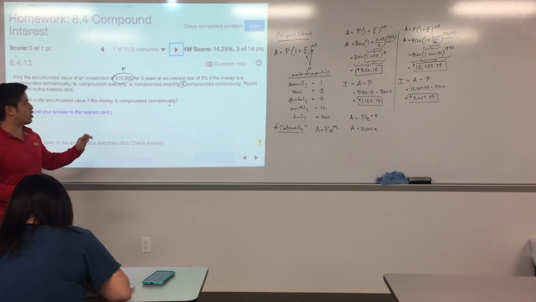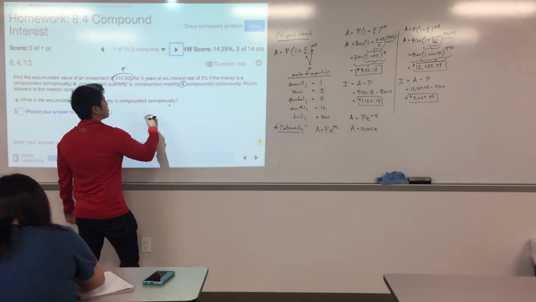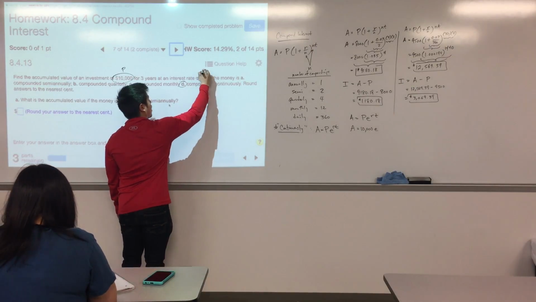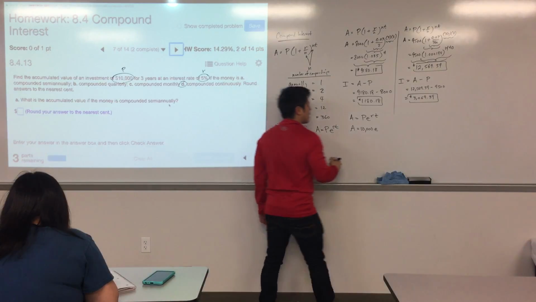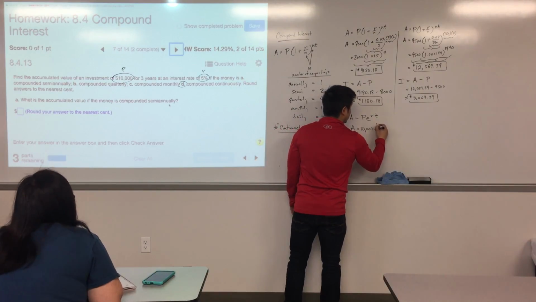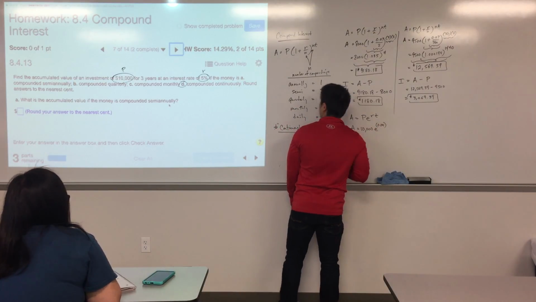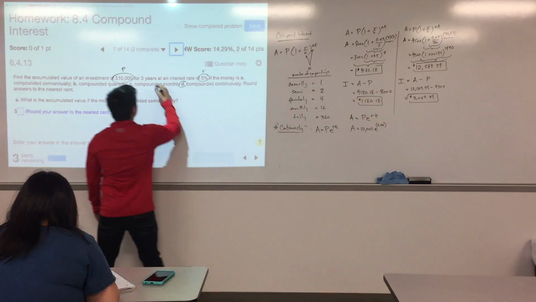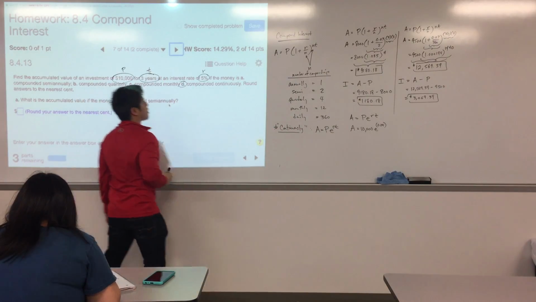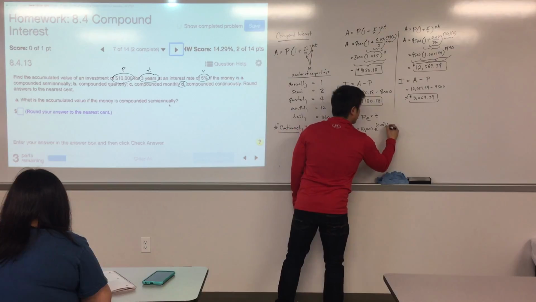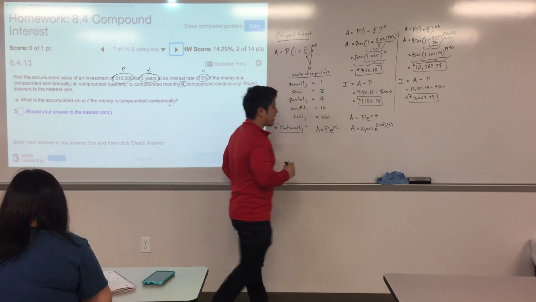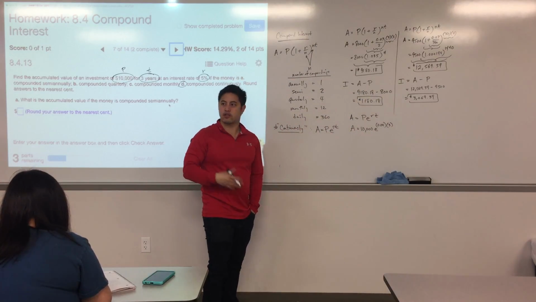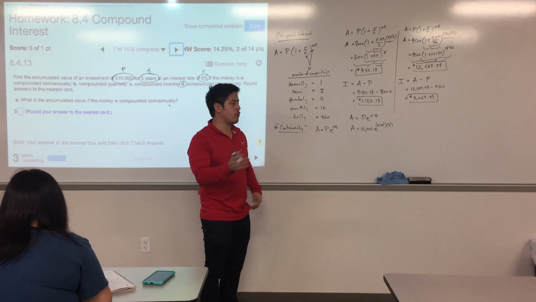It's not necessarily a variable. R, your interest rate, right? What's that? 0.05. And then your time, 3 years, okay? So your time is 3 years here. Now, let's go through the steps for solving this.